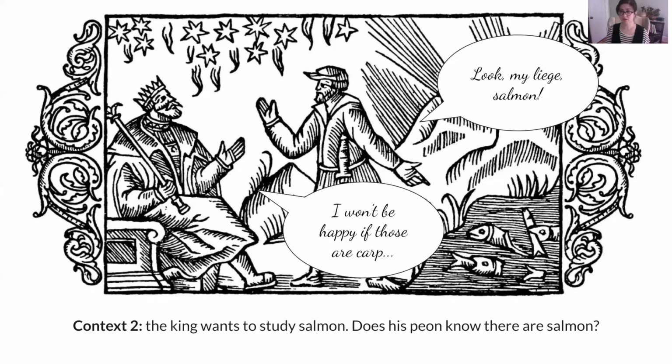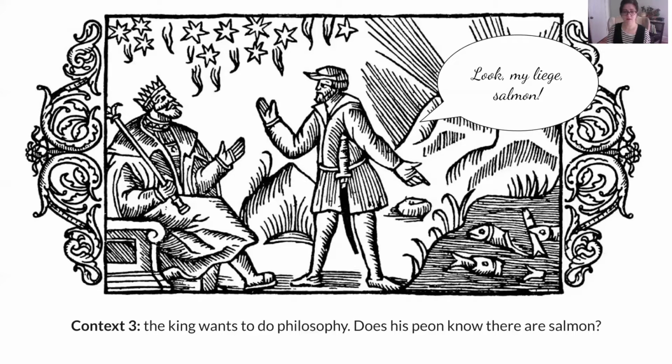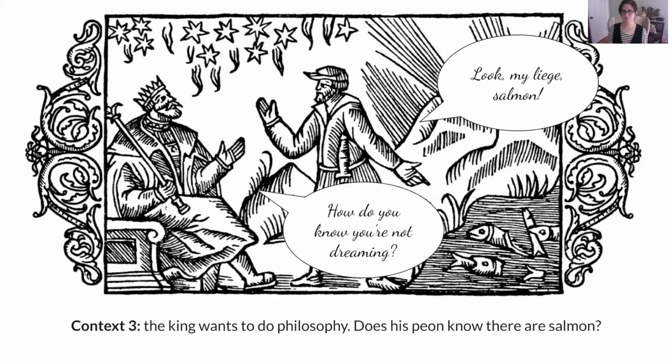But now let's imagine a third scenario. And this is the one that in the beginning kind of got contextualists going, you could think. Suppose that the king here wants to do philosophy. Suppose we've got a philosopher king. And the peon says the same thing. Look, my liege, salmon. Does his peon know that there are salmon? Well, the king is interested in a Cartesian skeptical argument, and he's thinking about that now.